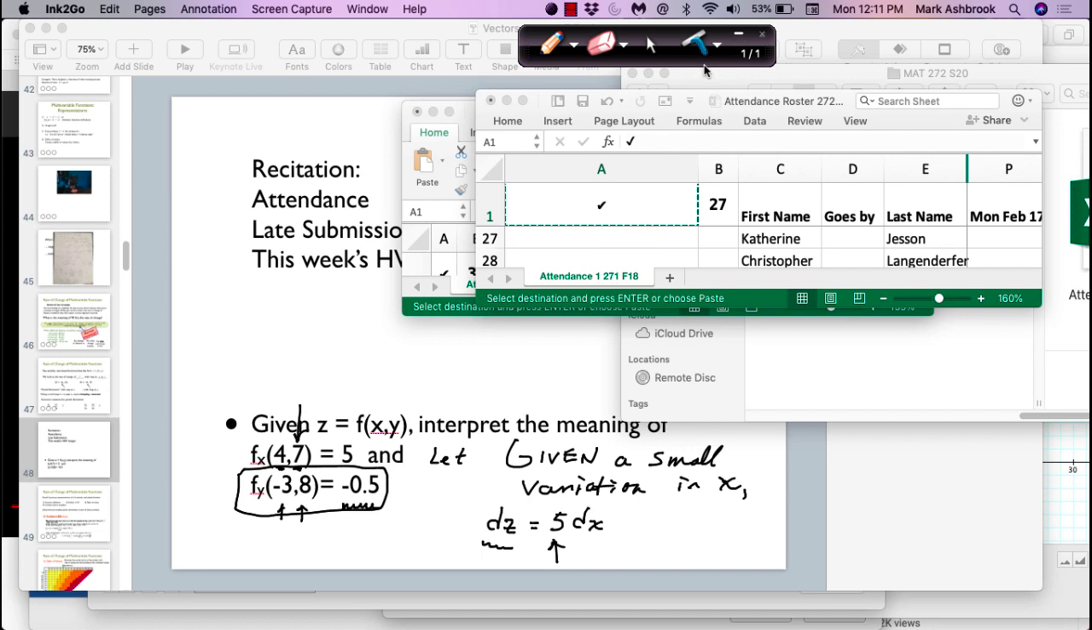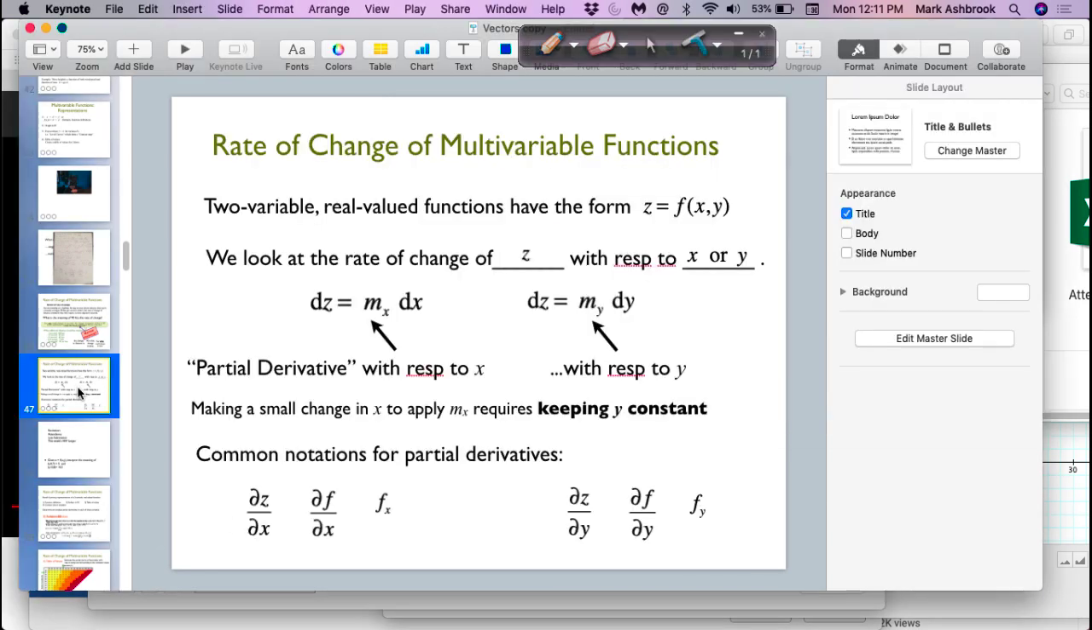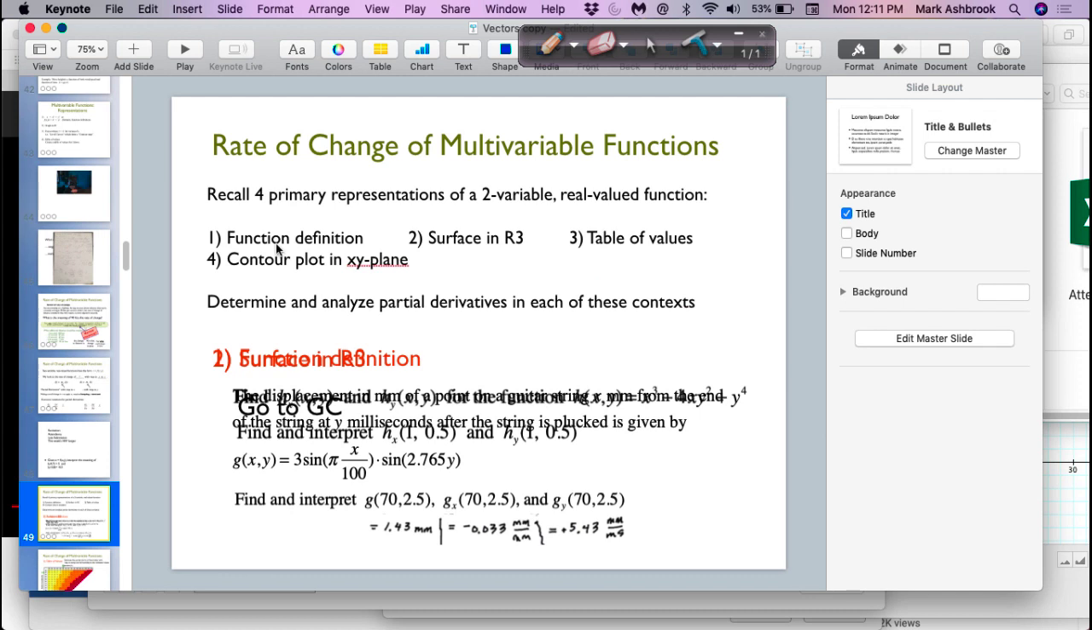That's the goal. All right, so we were talking about looking at these partial derivatives in the different representations. What were the different representations? We have function definition, that's using your derivative rules from Calc 1, where you hold the other variable constant and you use the power rule and the chain rule and the quotient rule, etc. Surface in R3, we looked at that briefly at the end. So let's look at that again.